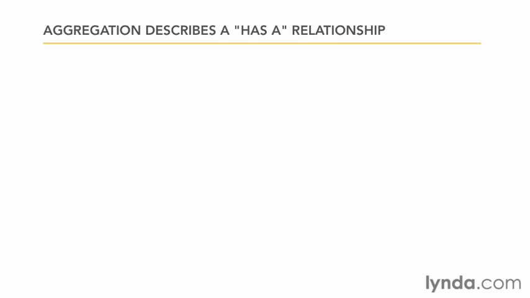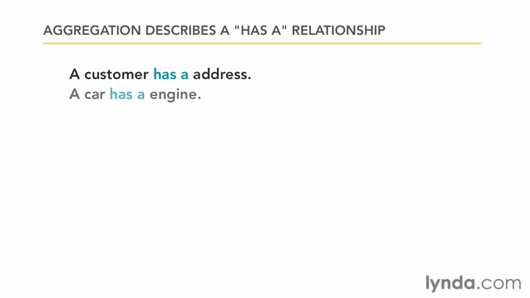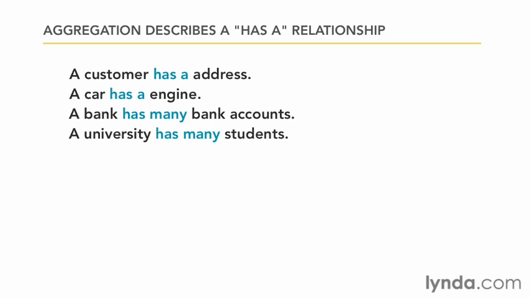So aggregation is often referred to as a has-a relationship as opposed to the is-a relationship of inheritance. We would never say something like a customer is a address, but we might say a customer has a address, or a car has a engine. More correctly, I'd say a car has an engine, but this will work. Now, has a can implicitly suggest has many, so a bank has many bank accounts, or a university has many students. But what we're exploring is the has-a relationship, not the is-a relationship.